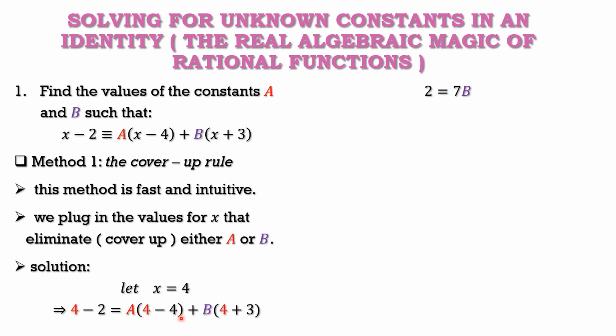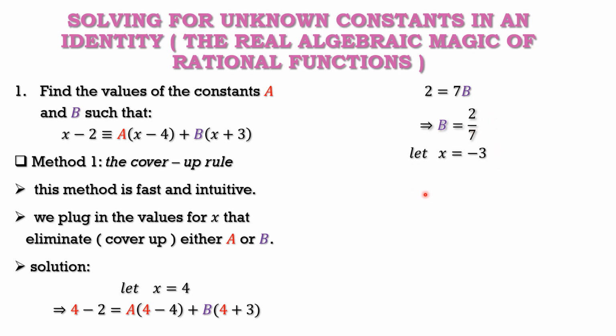It means indirectly I have eliminated a. And remember, 4 minus 2 will give us 2 equal to, then 4 plus 3 give us 7b. Then I'll make b the subject, and I'll end up with b equal to 2 divided by 7.